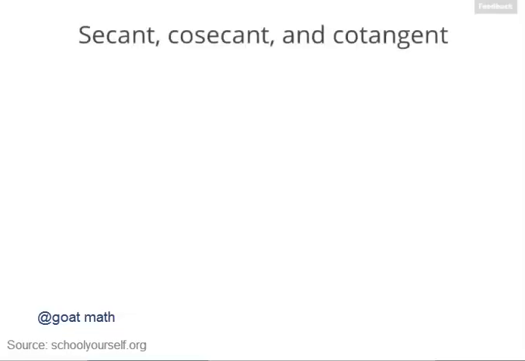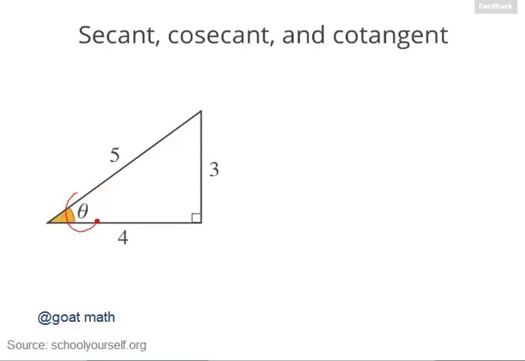Here we'll introduce three more trig functions: secant, cosecant, and cotangent. Don't worry, they're not too different from sine, cosine, and tangent. To get started, take a look at this right triangle, and suppose its sides have lengths 3, 4, and 5. And let's also call this angle over here theta.